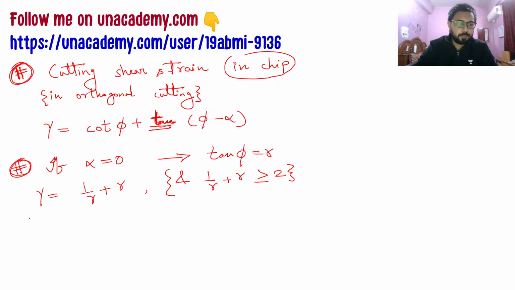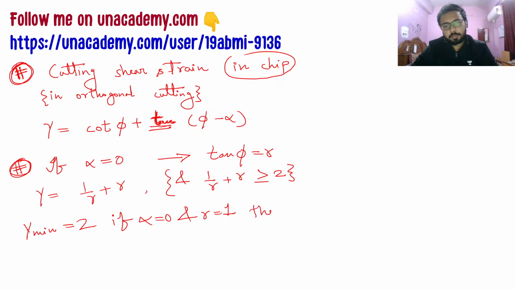So if alpha is 0 and this R is 1, then you will be getting this minimum value of shear strain as 2 if alpha is 0 and r is equal to 1. And if r is equal to 1, then phi will be 45 degrees, because tan phi will be equal to r.